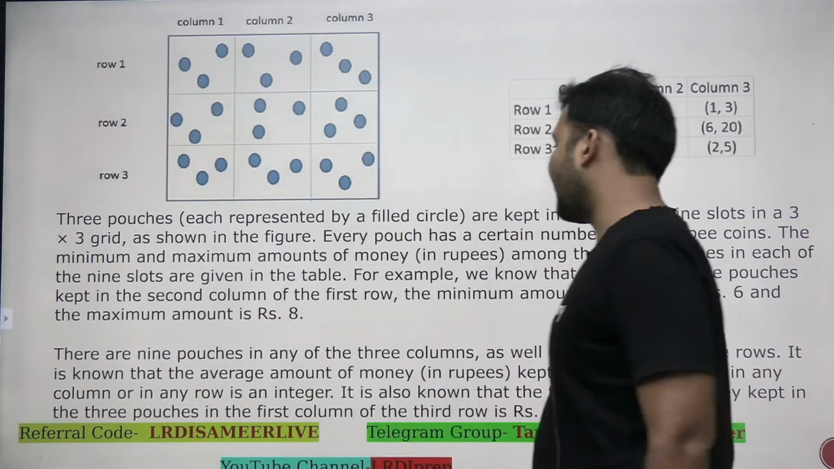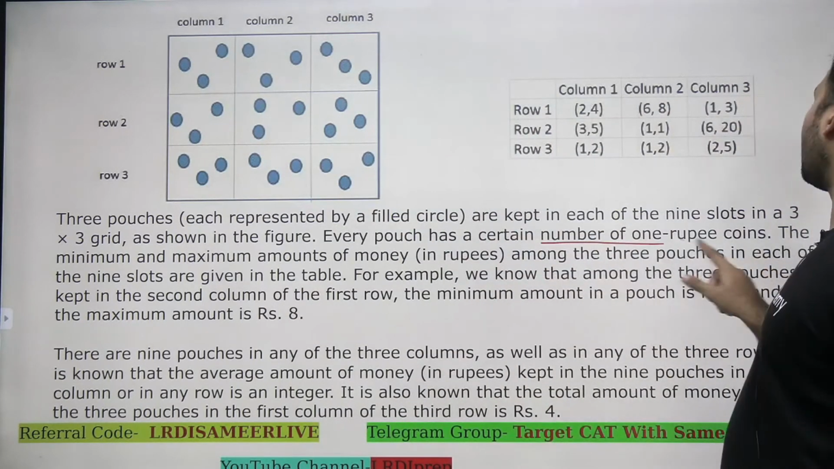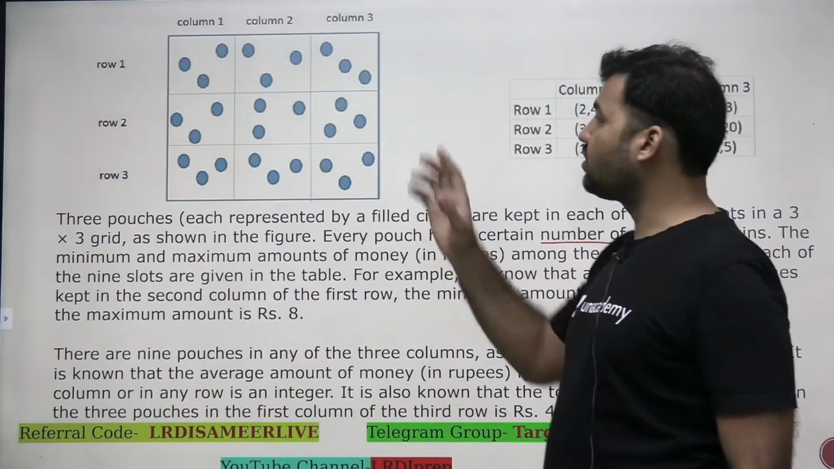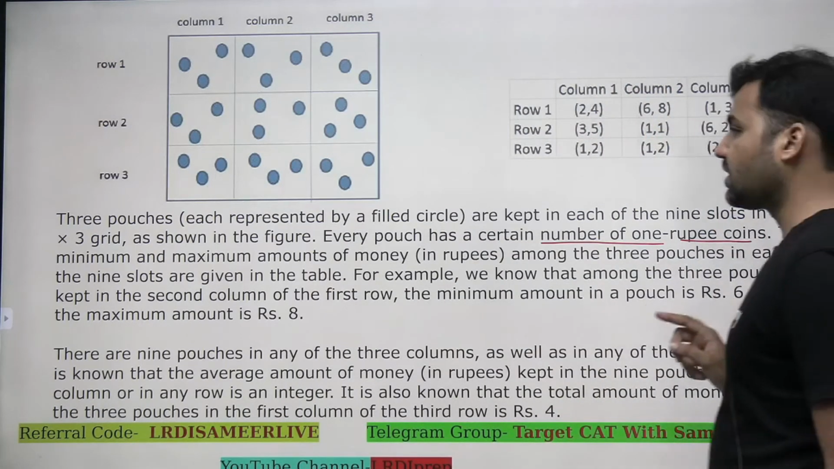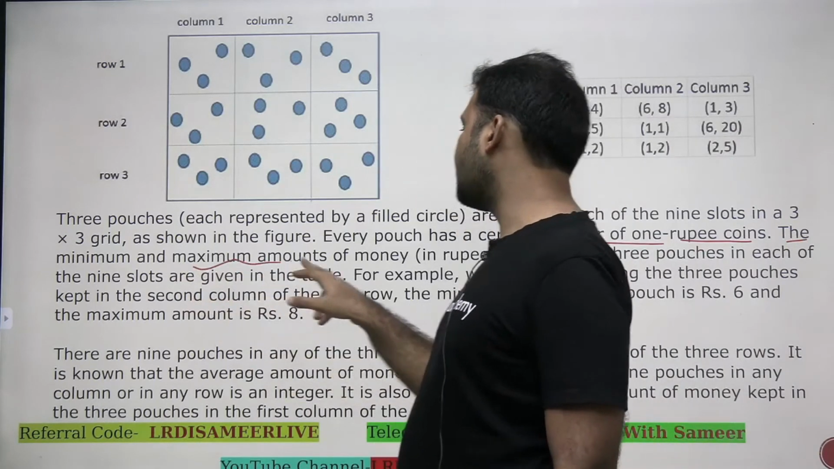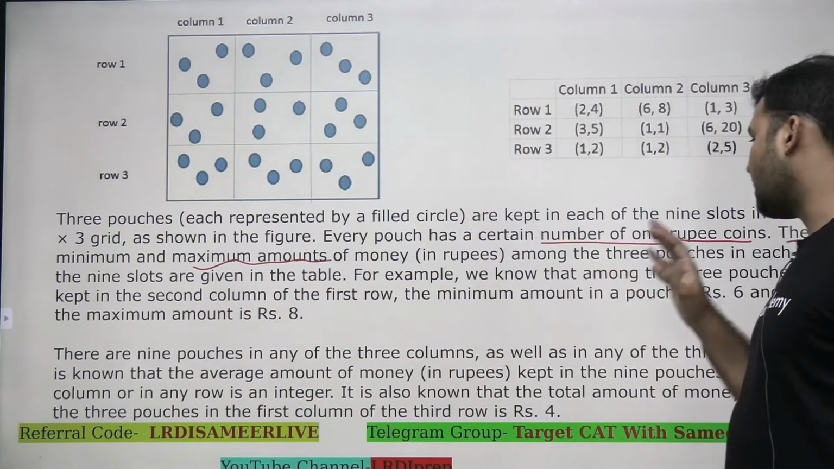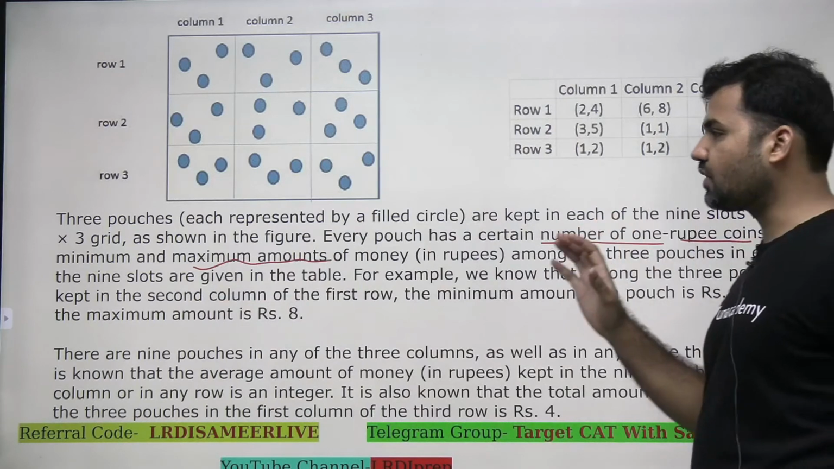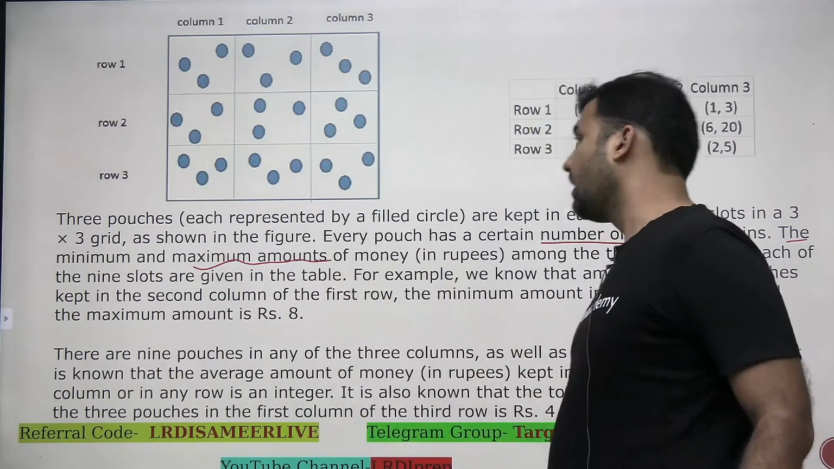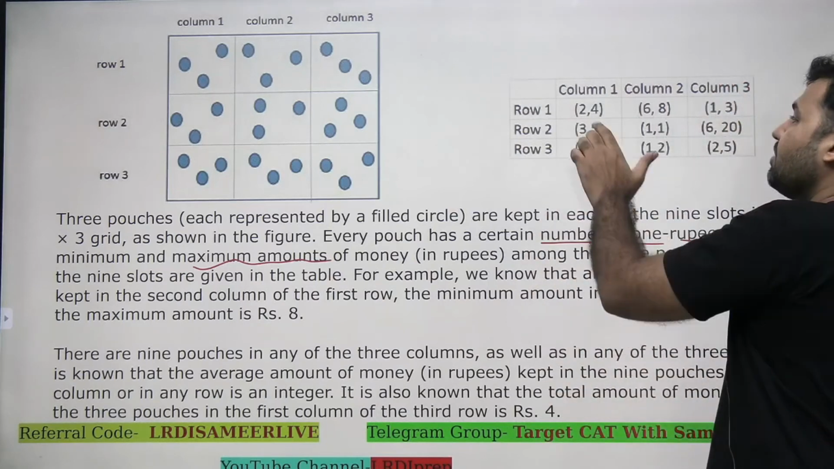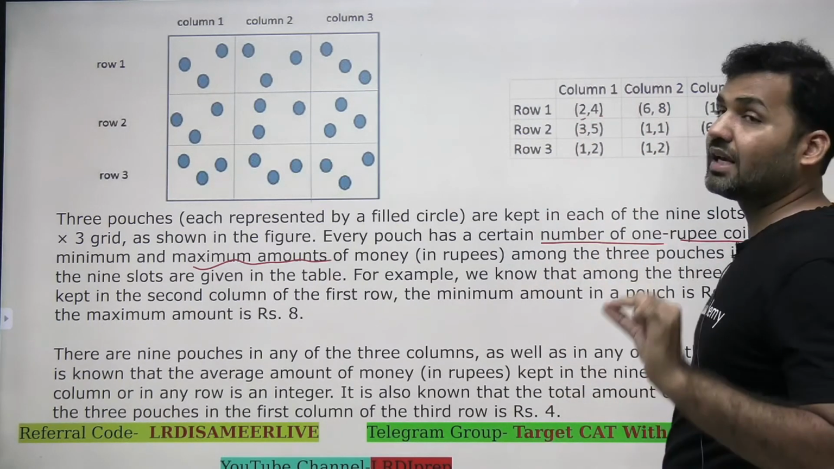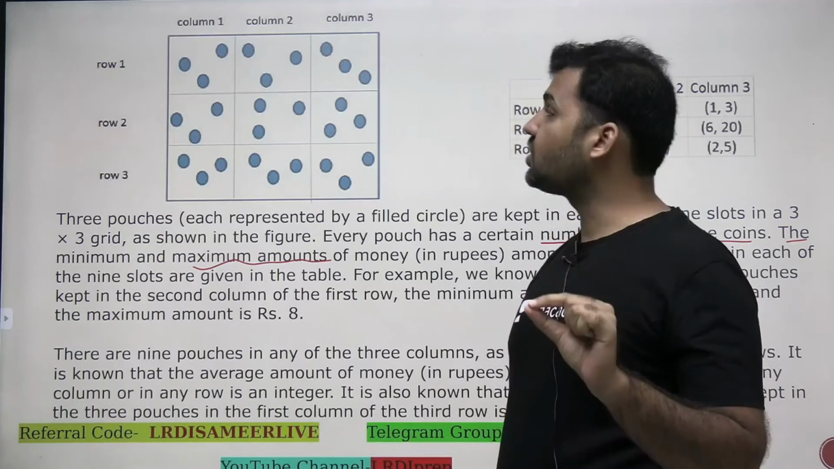3 pouches are kept. Every pouch has a certain number of 1 rupee coins, right? Each of the pouches has some number of 1 rupee coins. We don't know that number. And further it says the minimum and the maximum amount of money in rupees among the 3 pouches in each of the 9 slots are given in the table. Now there's another 3 into 3 table given to you, which represents the minimum and the maximum number of coins in a pouch in a particular cell.